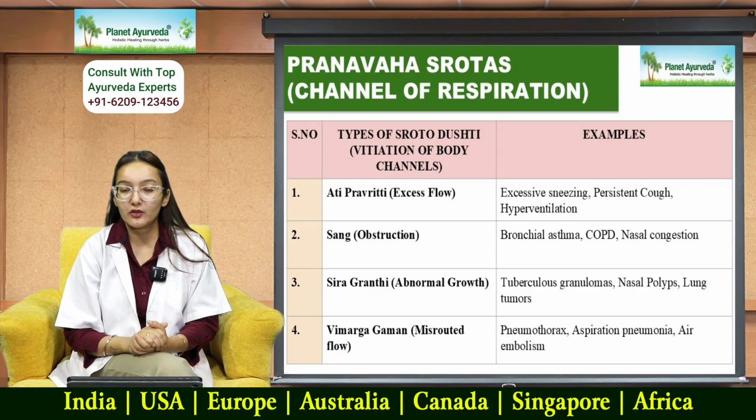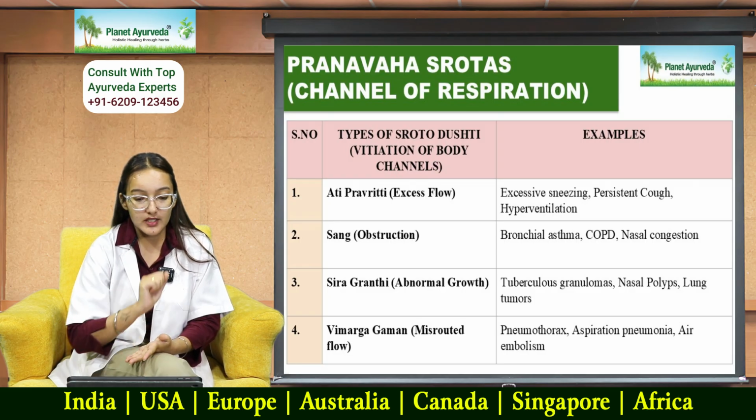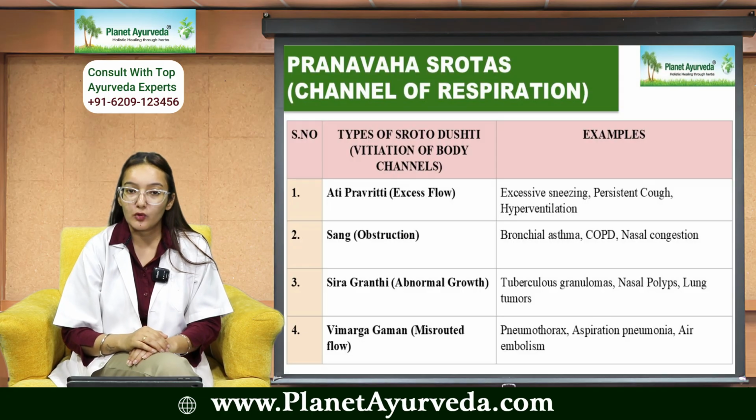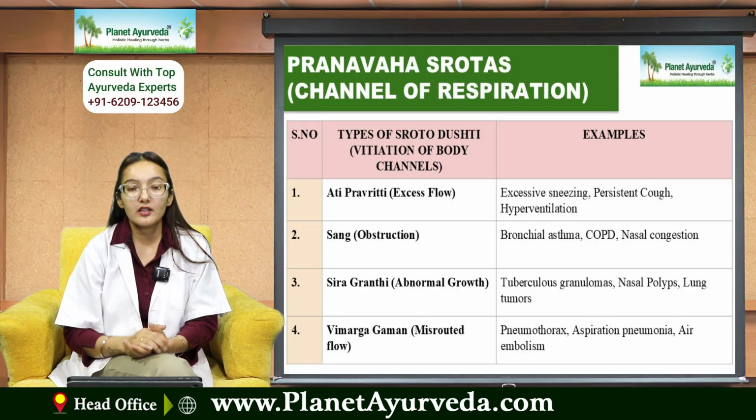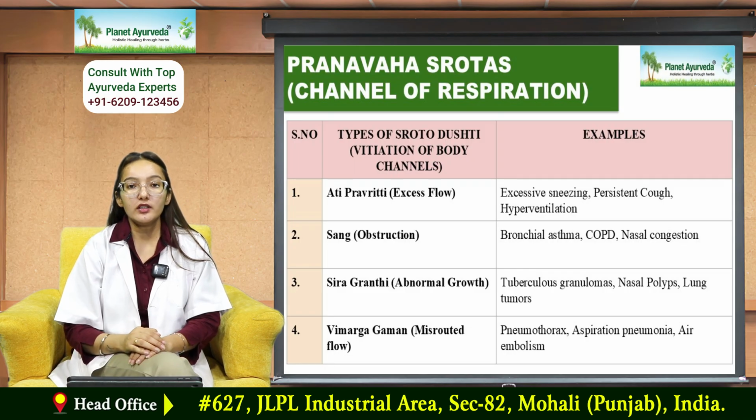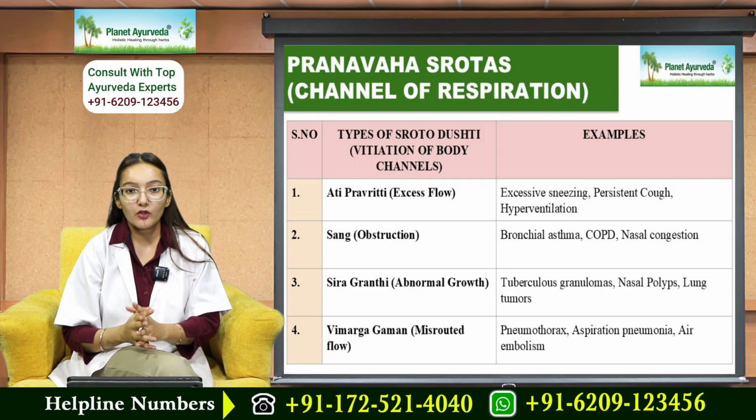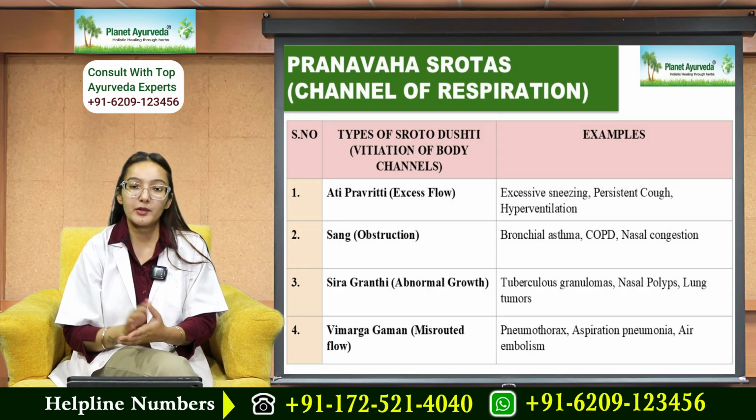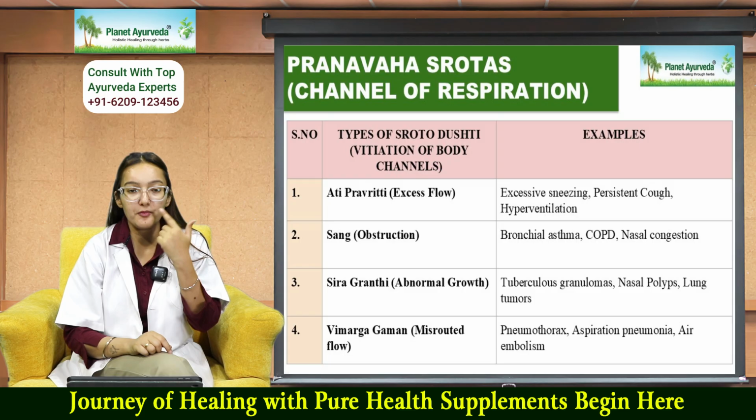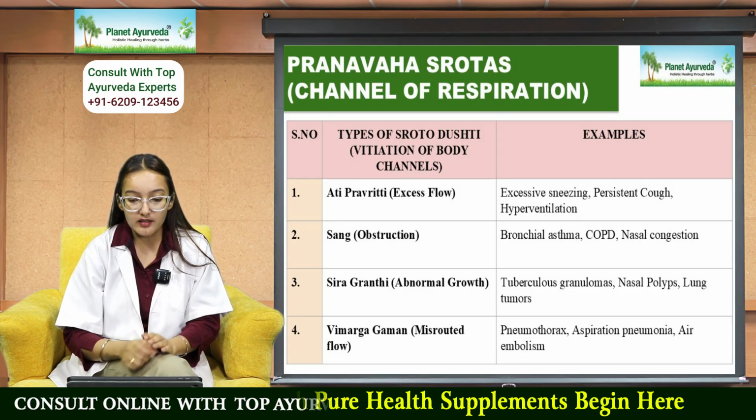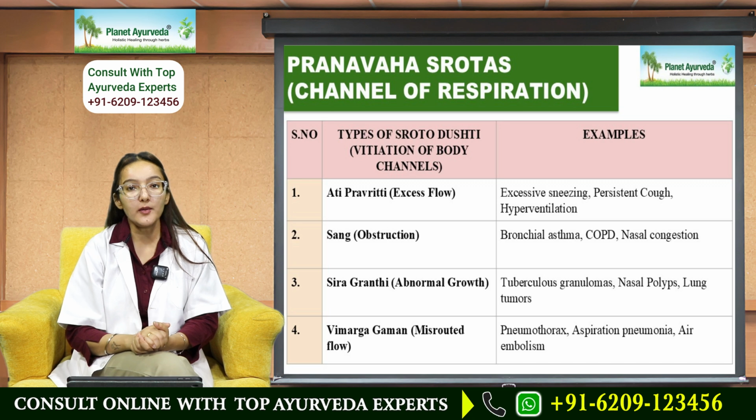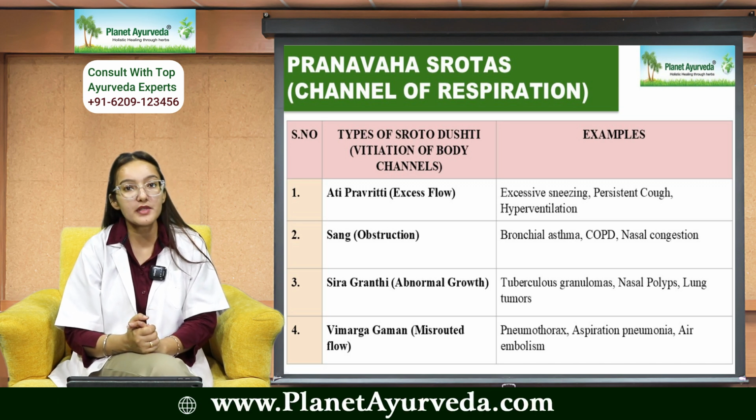Then is Sira Granthi, or the abnormal growth. What kind of abnormal growth are we able to see in the Vishesan of Pranavaha Srotas? So, tuberculous granulomas. What are these granulomas? These are clusters of immune cells forming in the lungs. This is mainly due to the external pathogen, Mycobacterium tuberculosis. This we usually see in tuberculosis patients. Then comes nasal polyps. So there will be polyp formation inside the nasal cavities. Then is lung tumor. So these are a few examples of Sira Granthi, or the abnormal growths occurring in the channel of respiration.